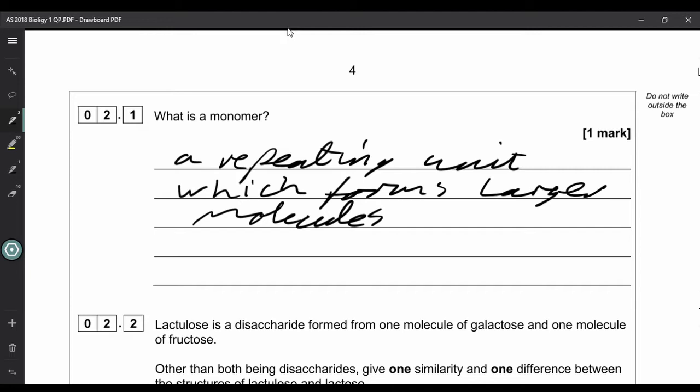Some students used answers like building blocks. At A level, we're expected to use more sophisticated language and definitions. So in this case, saying that we've got a repeating unit from which larger molecules are made is a much better way to phrase it.